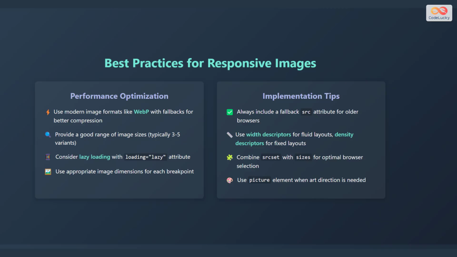For implementation tips, always include a fallback src attribute for older browsers. Use width descriptors for fluid layouts and density descriptors for fixed layouts. Combine srcset with sizes for optimal browser selection, and use the picture element when art direction is needed.